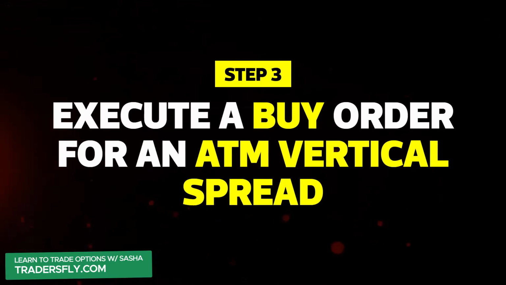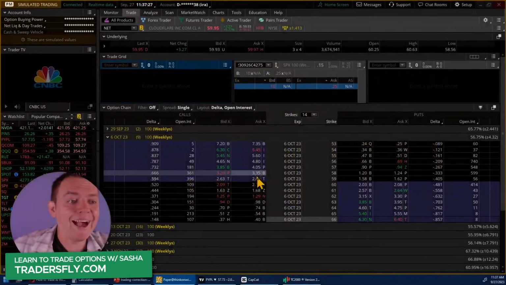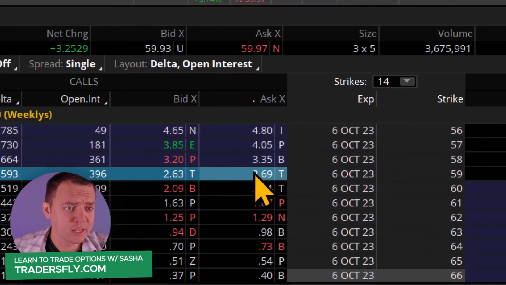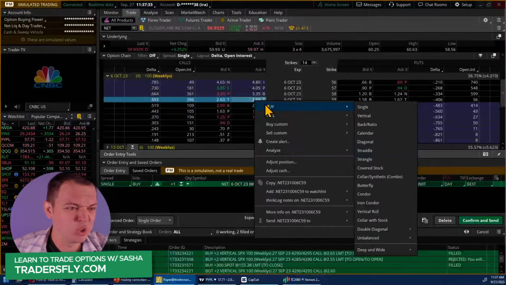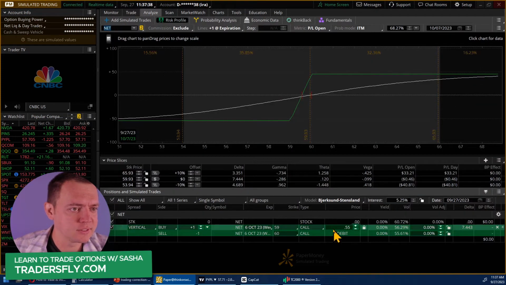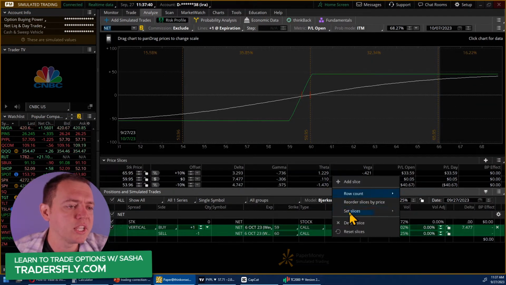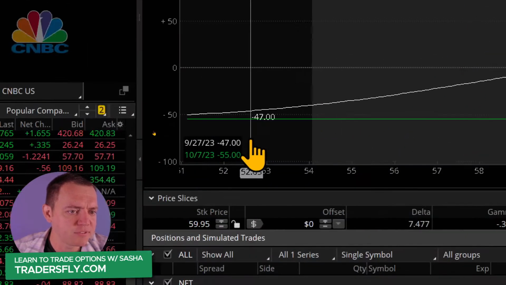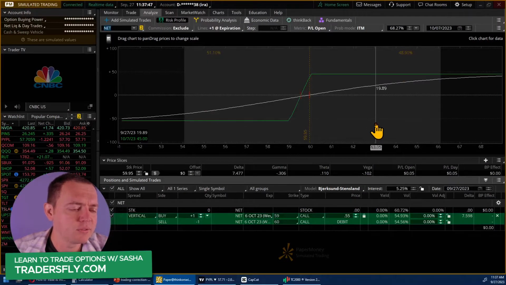We're risking 1 to make 1 because we're assuming we will be higher in about 9 days. The way I can do that is I can right click it, go to buy, go to a vertical spread, and then I'll take a look at it. Okay, so now I'm risking 1 to make 1, roughly speaking. I'm risking about 55 to make about 45.